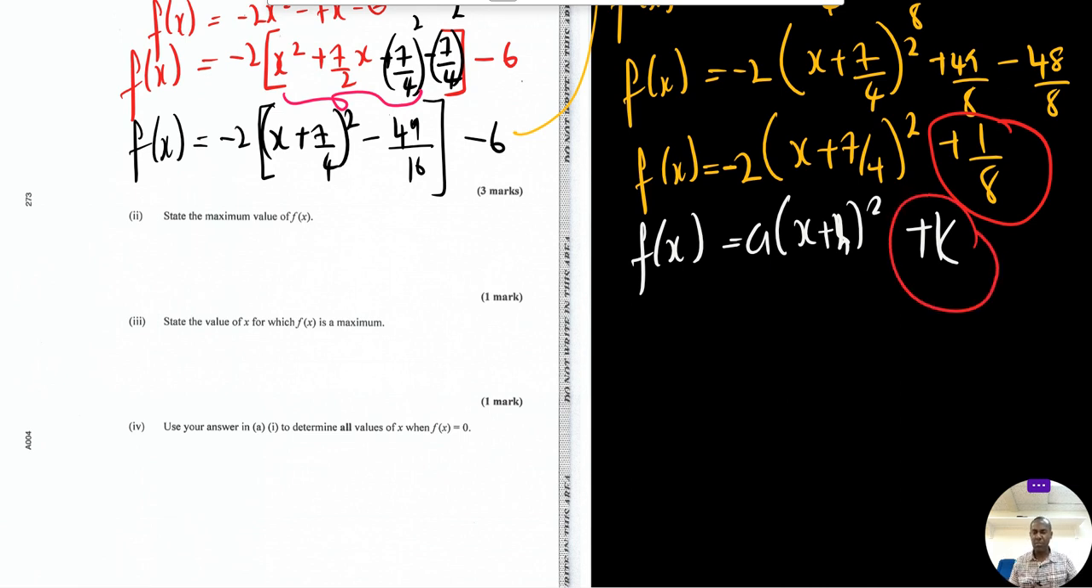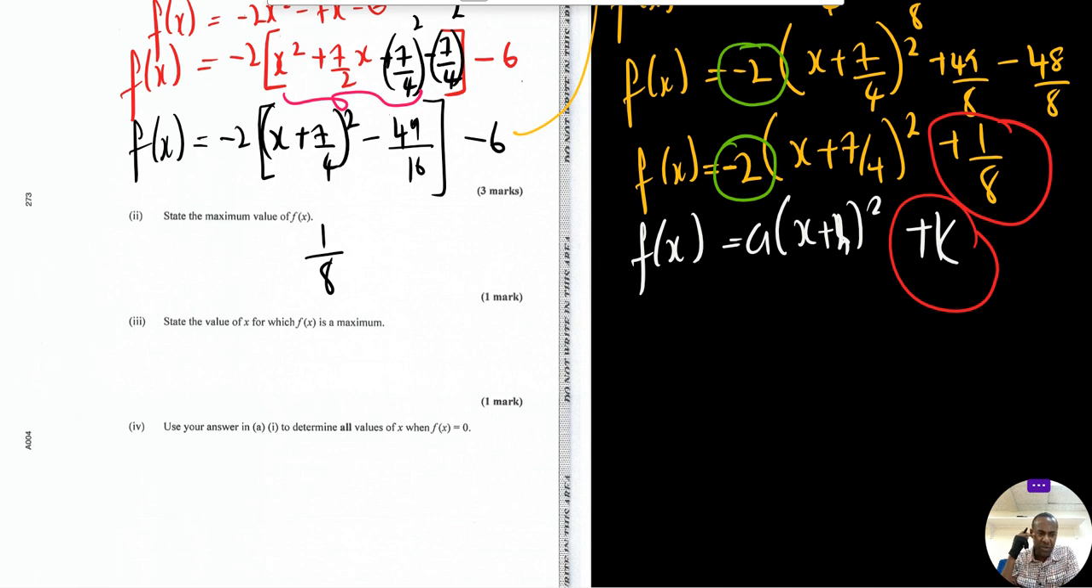Now, whether or not it is a maximum or a minimum simply depends on the value of a for the particular quadratic. In this particular case, a is equal to minus 2, which obviously is negative, and this means that the quadratic will be shaped like that. And so therefore it will have a maximum point. Okay? And so therefore the maximum value of f of x is of course the y coordinate at the turning point, which of course is 1 over 8. Alright? So the maximum value of f of x is equal to 1 over 8.